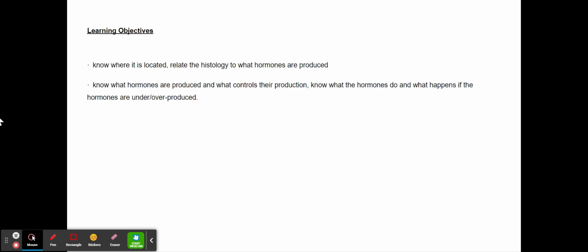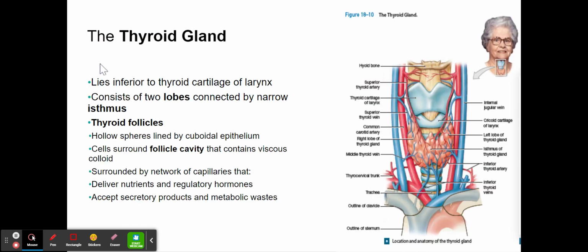Don't forget about the lecture objectives here. Make sure that you're paying attention to these and using them to help drive your study for the lecture quizzes as well as the lecture exams. All right, let's jump into it.